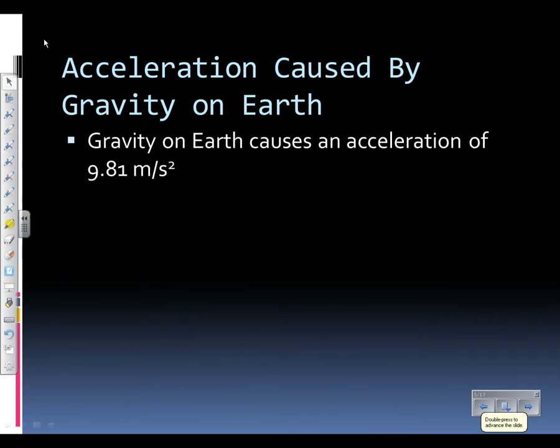Here on Earth, the acceleration that is caused by gravity is equal to 9.81 meters per second squared. In the video, they made mention of another number, right? 32 feet per second squared. That's still an acceleration, it's just a different unit. So gravity on Earth causes an acceleration of 9.81 meters per second squared.